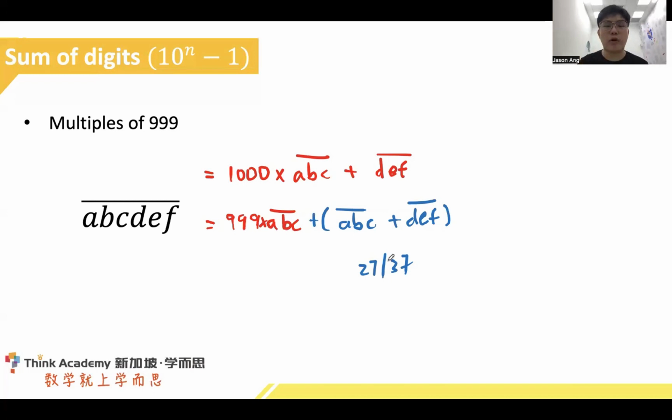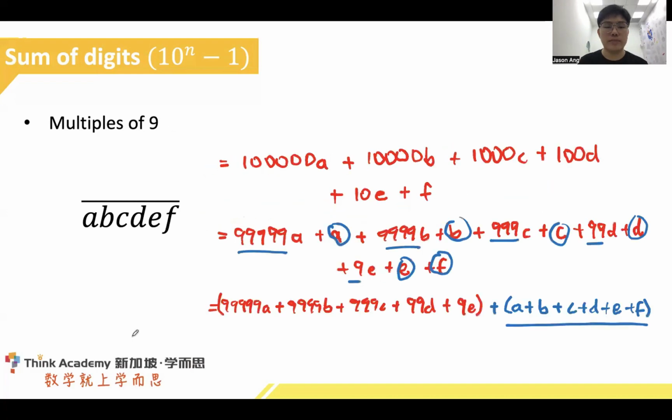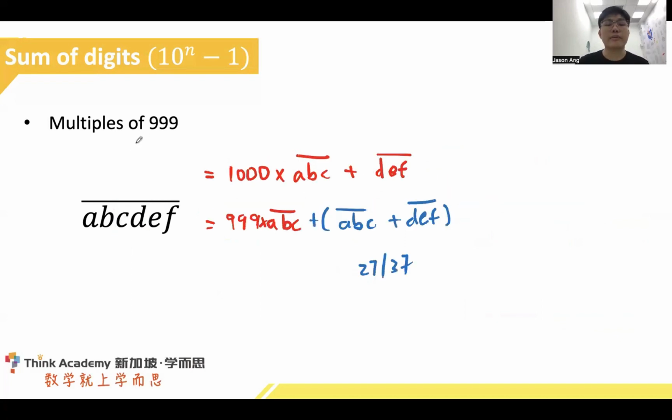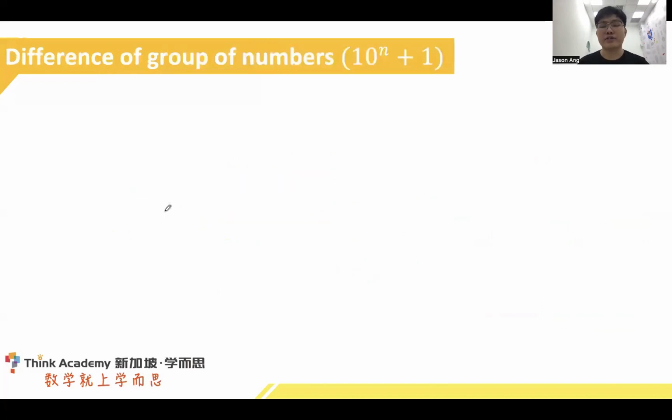So one last thing to take note for all these 3 parts when we are doing the sum of digits is actually how to go and look at your splitting of the numbers. For multiples of 9, we are going to be splitting all of them into your single individual numbers. For your multiples of 99, we are going to be splitting into 2 numbers, every 2 numbers. And for multiples of 999, we are going to be splitting into multiples of 3 numbers. So this splitting over here will be particularly important, especially when we tackle our difference of your group numbers as well. So let's look at multiples of 11, 101, and 1001.